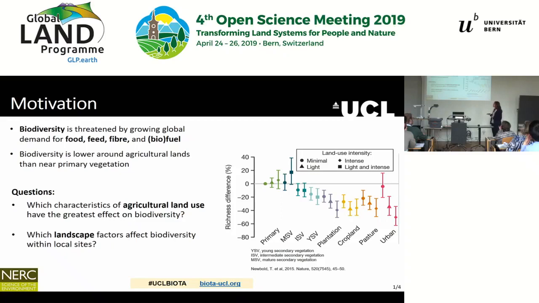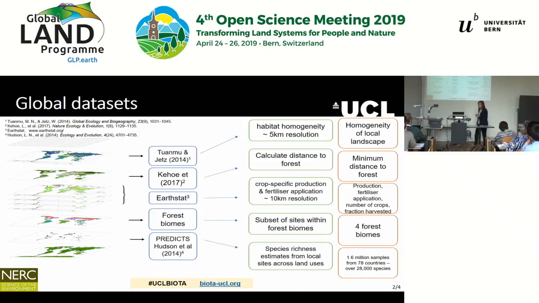So we use global data sets that you can see here. The PREDICTS one is used for the biodiversity response. And then we are considering other global data sets for intensity of agricultural land use, including number of crops, production, fertilizer, and so on. In the landscape, where we have biodiversity data, we look at the heterogeneity and diversity of the landscape, so homogeneity, distance to forest, etc.